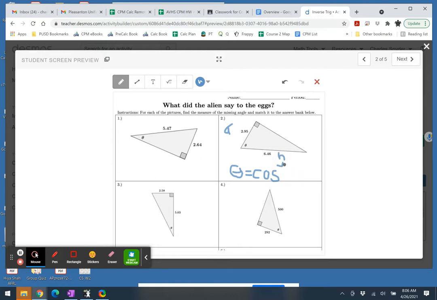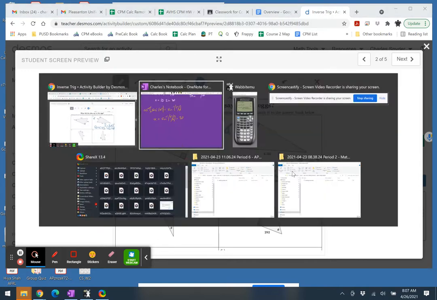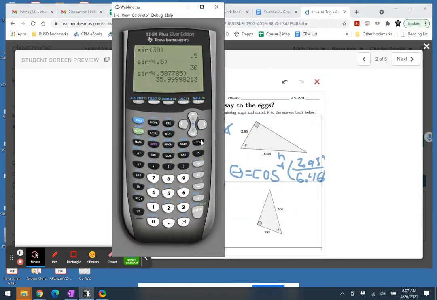inverse of, I can use my pen, 2.95 divided by 6.46. And then I can do that on my calculator. Cosine inverse of 2.95 divided by 6.46.